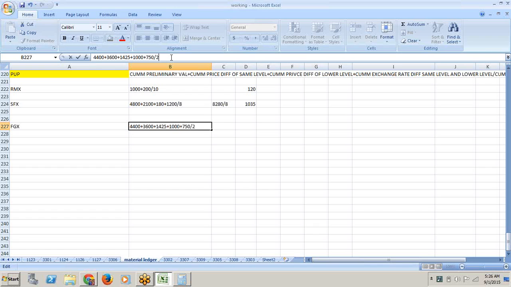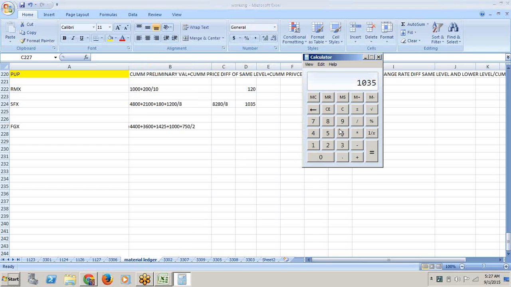How many kgs are we manufacturing? Total 2 kgs. So this is a cost of 2 kgs, per unit is divided by 2. It includes preliminary valuation cost plus price variance in the same level, and also material price variance rolled up from the SFG level, and activity variance in the same level, and activity variance rolled up from the SFG level. This is total cost divided by 2.